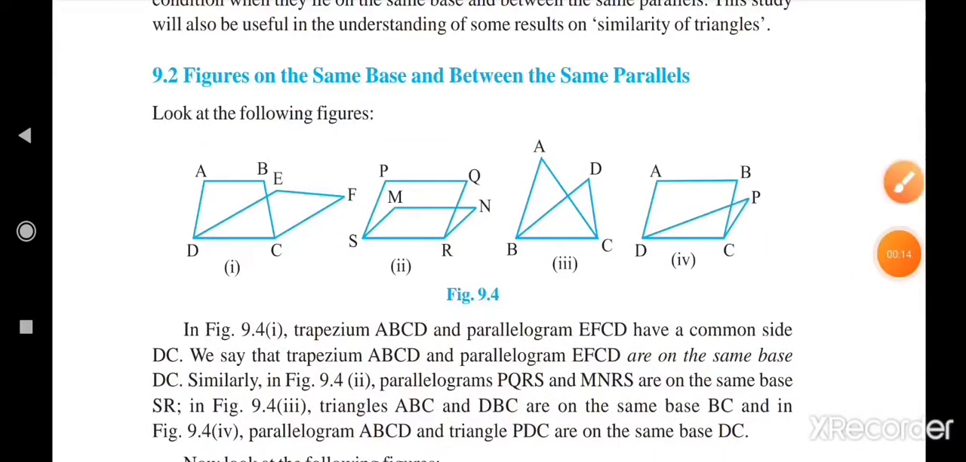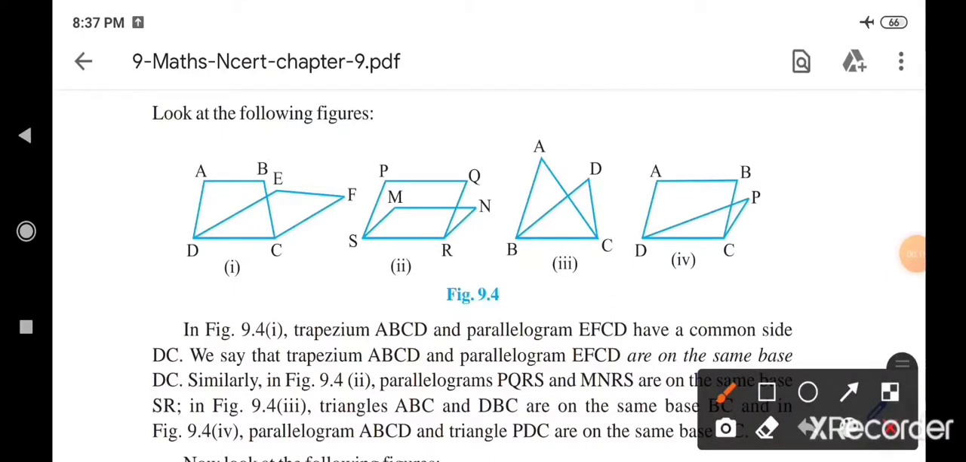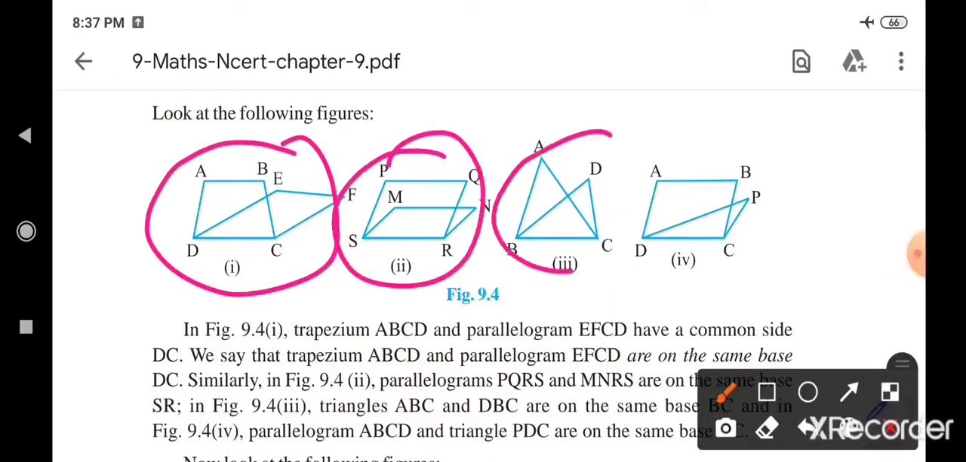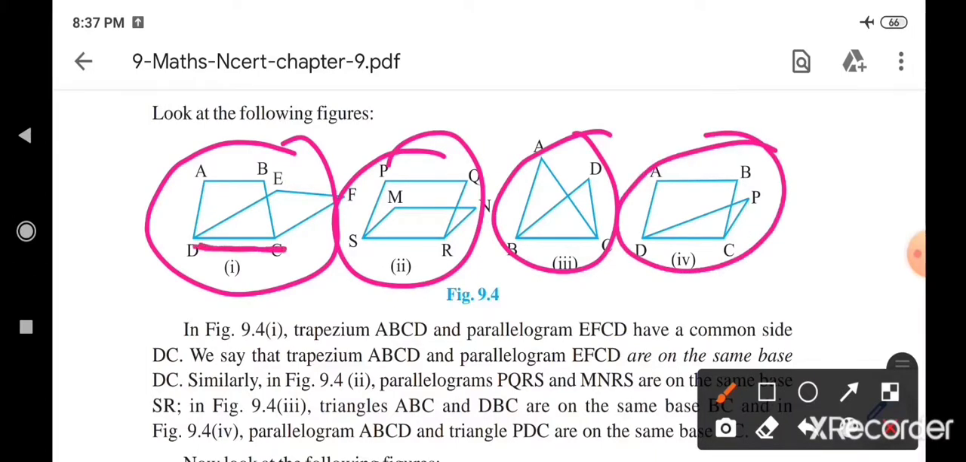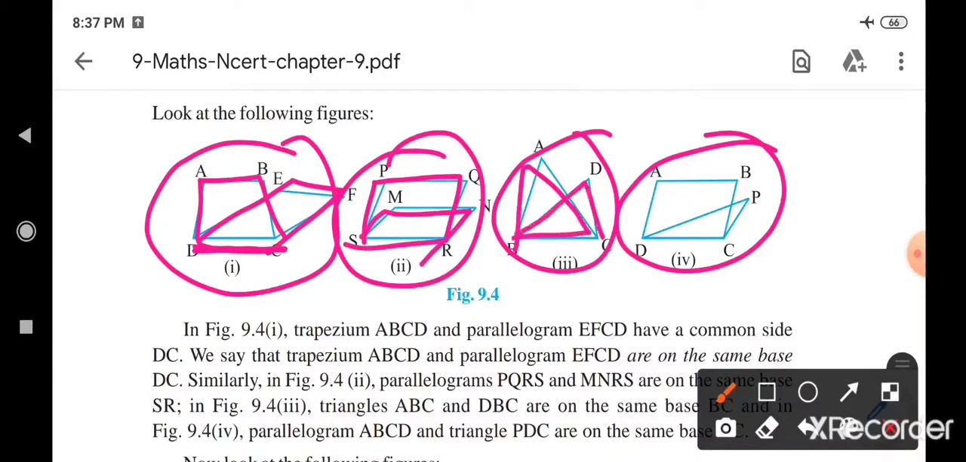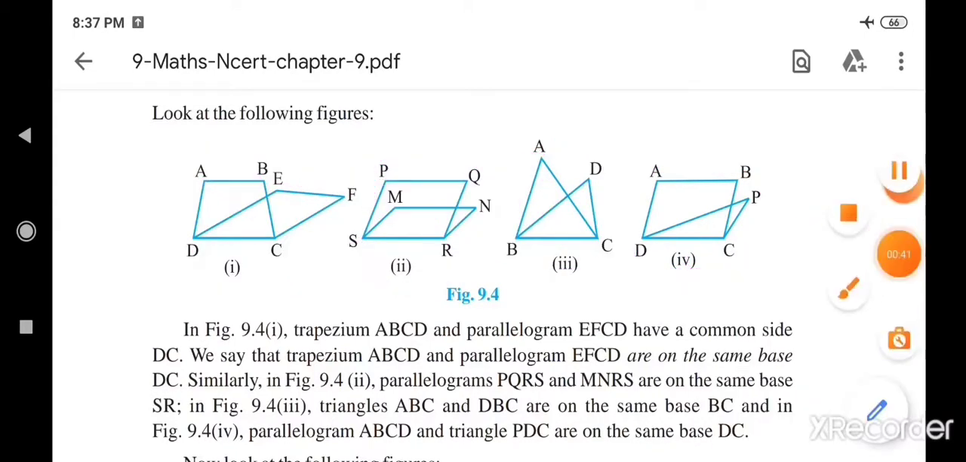First we will understand what figures having the same base are. You can see in all these figures there are two figures having the same base. In the first there are two parallelograms having the same base, and in the second also there are two parallelograms having the same base. In the third there are two triangles having the same base, and in the last one there are two figures, one triangle and one parallelogram having the same base.